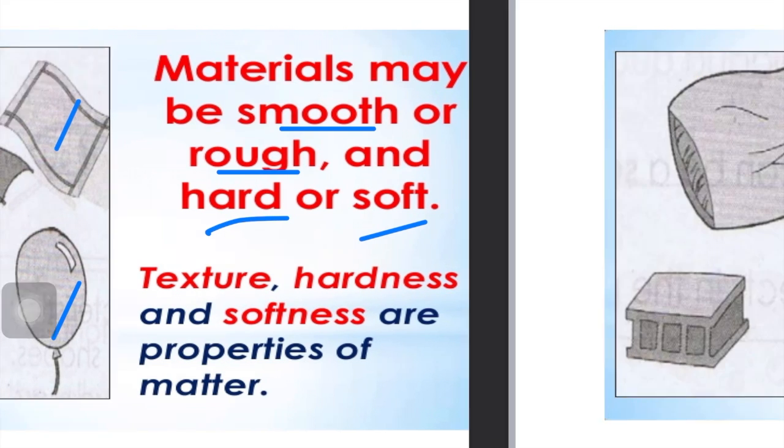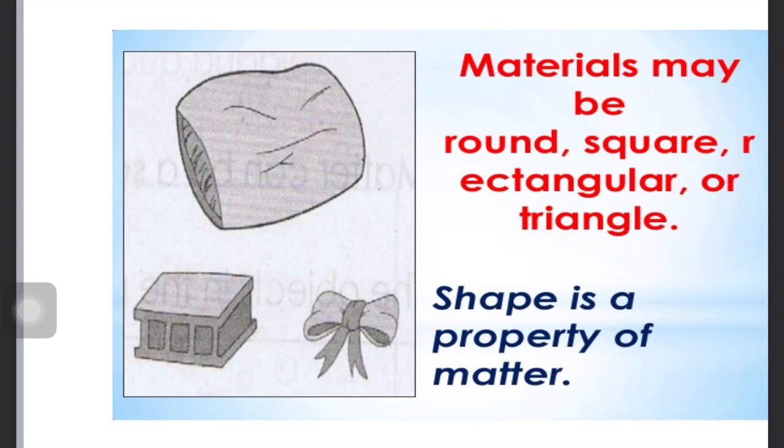Now let's go. Materials may be round, square, rectangular, or triangle. Shape is a property of matter. What is this? It's a hollow block. What is this? A pillow? It is a bowl.